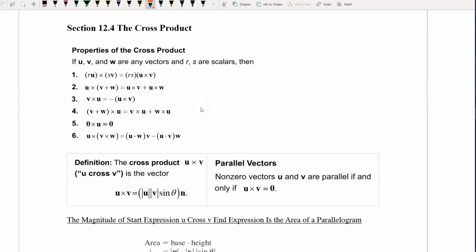Hello everyone, in this section we have the cross product. Properties of the cross product. If u, v, and w are any vectors and r and s are scalars, then number 1, r times u cross s times v is equal to r times s multiplied by u cross v. Number 2, u cross (v plus w) is equal to u cross v plus u cross w.